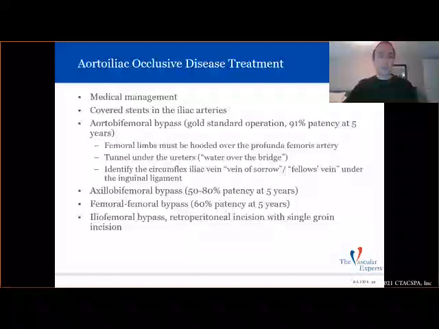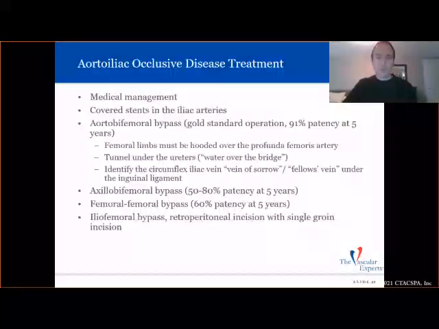Aortoiliac occlusive disease, how do we treat it? Covered stents in the iliacs are fine. Aortic bypass, gold standard operation. It works well. Make sure to tunnel the limbs underneath the ureter. That's a question that you might get. Basically, if the limb is tunneled over the ureter, there's ureteral obstruction, with the limb on one side, the artery on the other side, and the ureter in the middle getting crushed. And they have good patency.